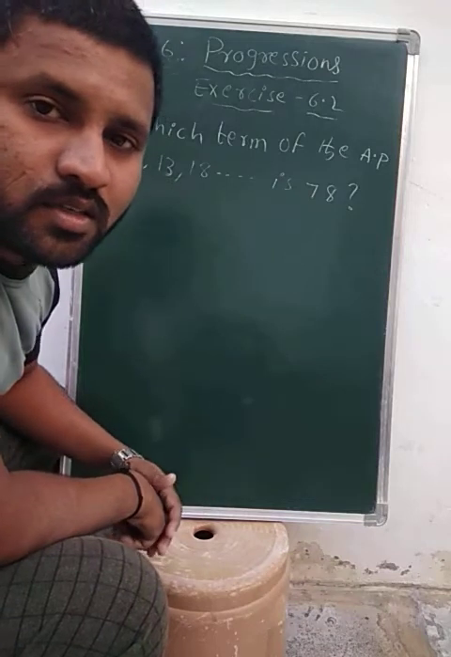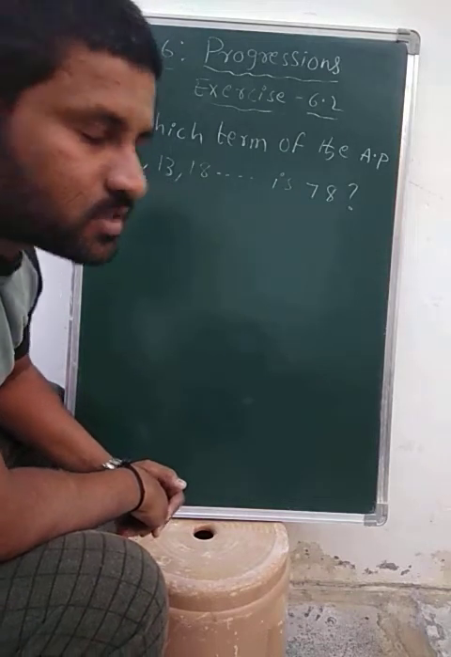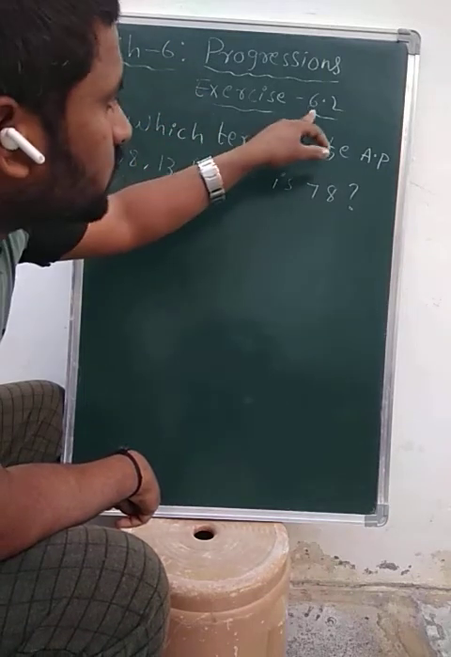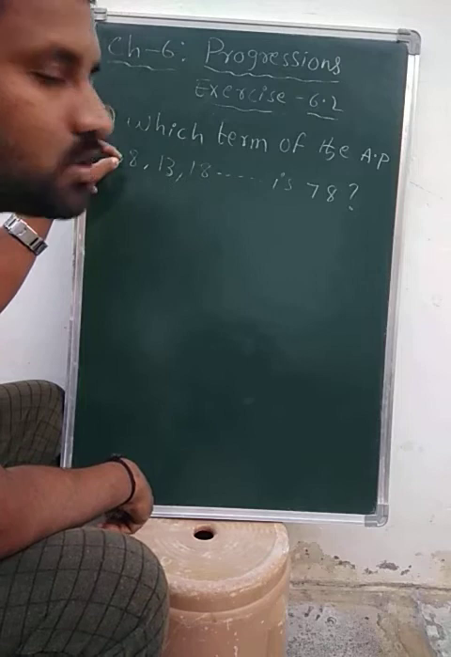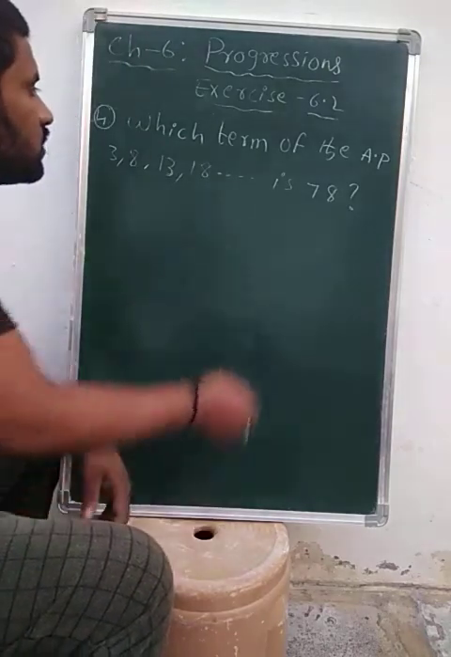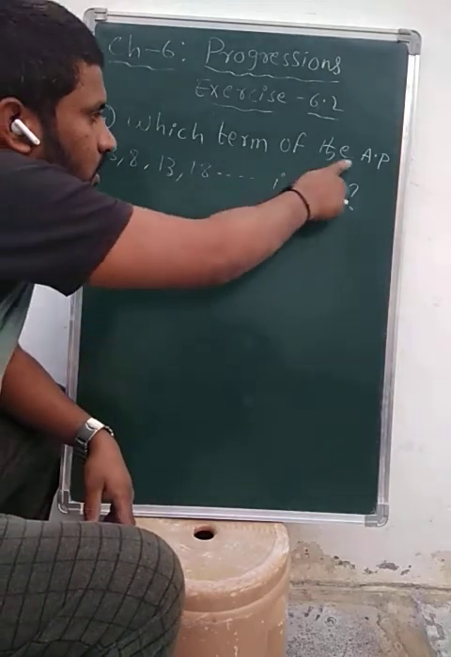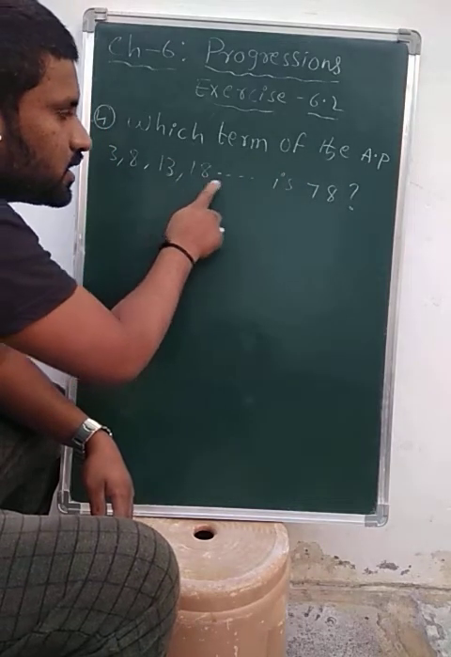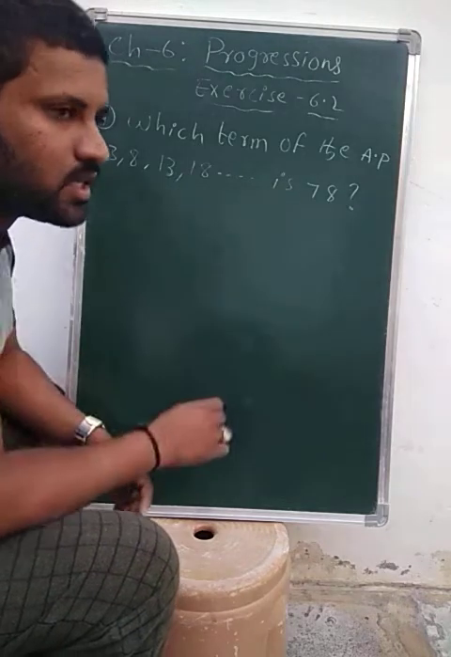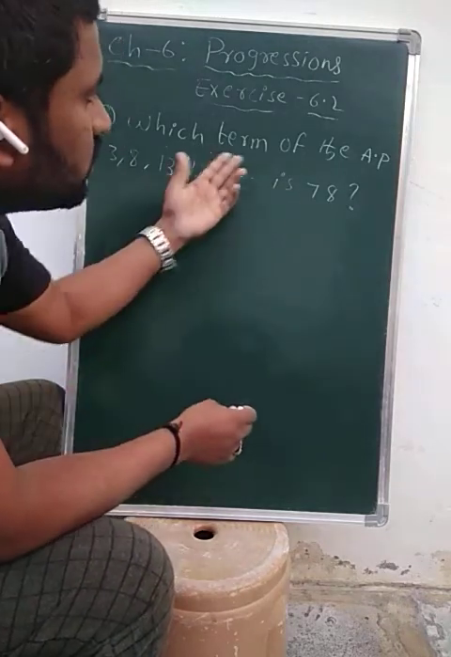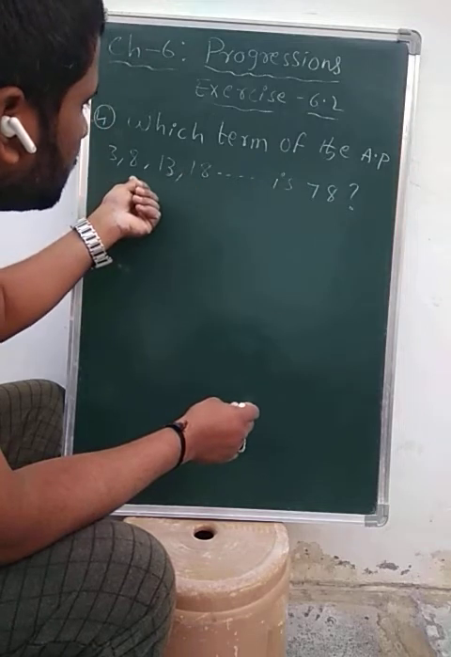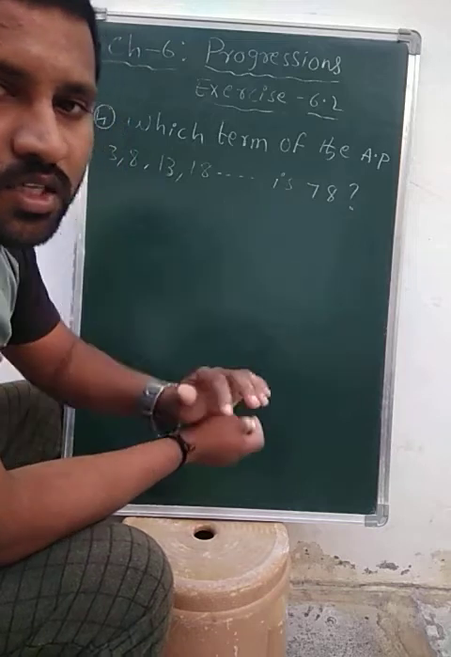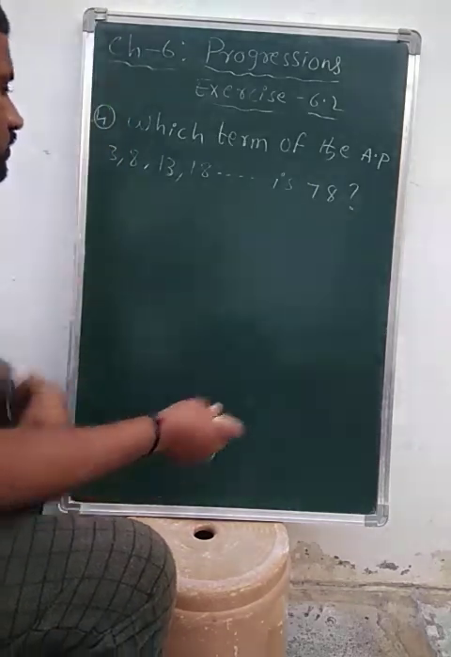Good morning, students. Today we are going to discuss chapter 6, Arithmetic Progressions. In exercise 6.2, the fourth question. The question is: which term of the AP 3, 8, 13, 18 and so on is 78? Okay? Which term of the AP 3, 8, 13, 18 and so on is 78? Now see its solution.